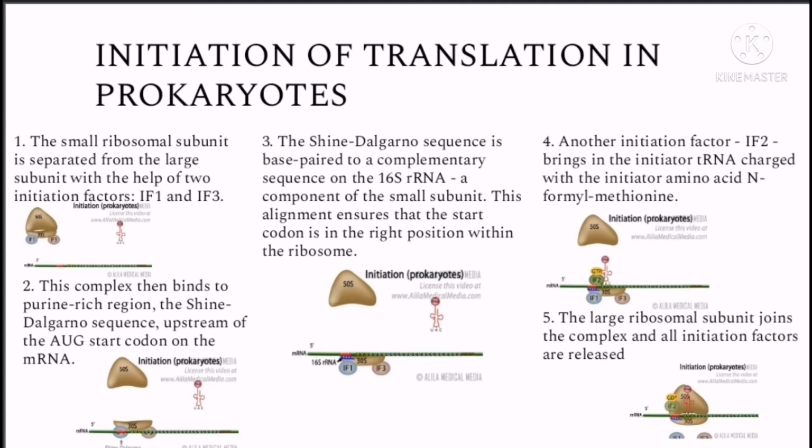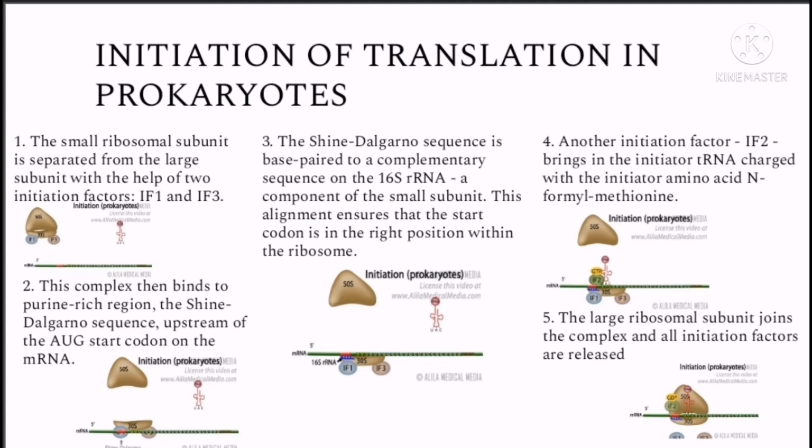The next process is that another initiation factor, IF2, brings in the initiator tRNA, which is the cross-like picture on the right side, the separated one. With the help of IF2, it brings the initiator tRNA, as you can see in the fourth picture, charged with the initiator amino acid, N-formyl methionine.